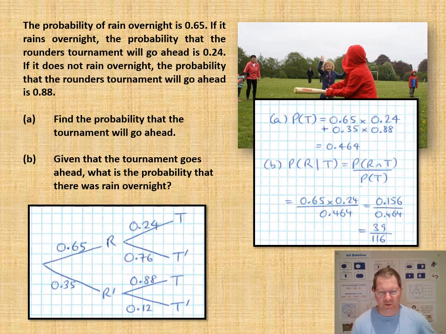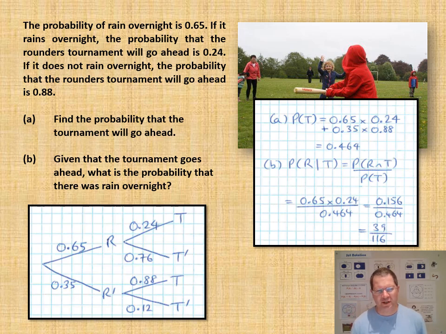Part B, given that the tournament goes ahead, what is the probability there was rain overnight? Now in notation, we're asking for the probability of rain given the tournament. So it's in that order, R line T. And the probability of R given T is the same as the probability of R intersection T divided by the probability of T. Now we've just worked out the probability of T in A, that's the probability the tournament goes ahead, so that's already our denominator.